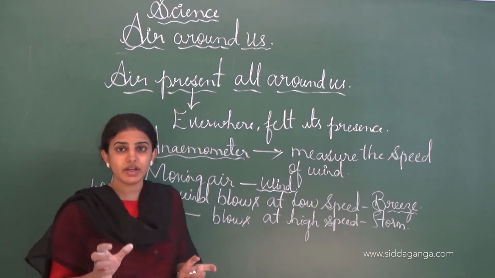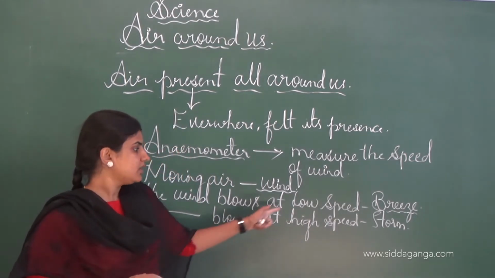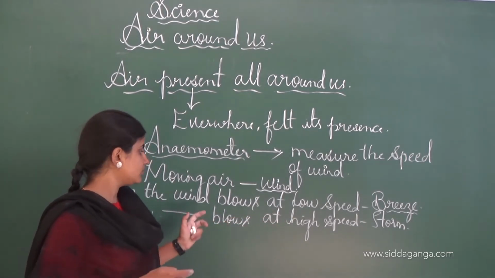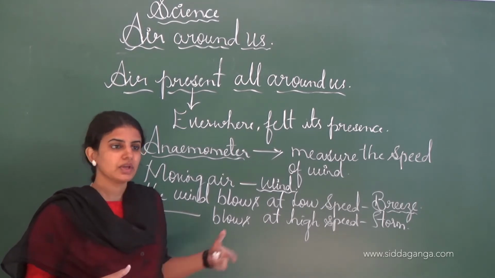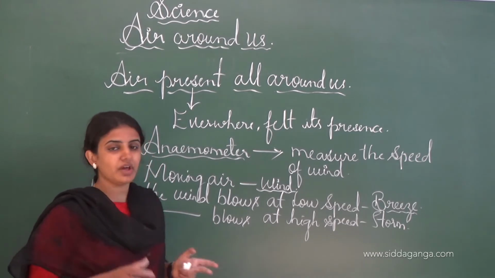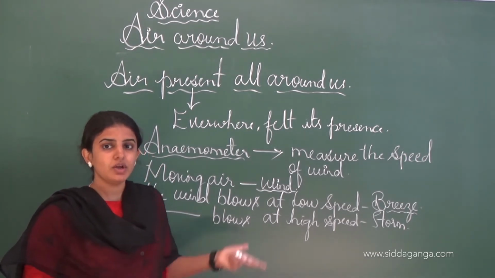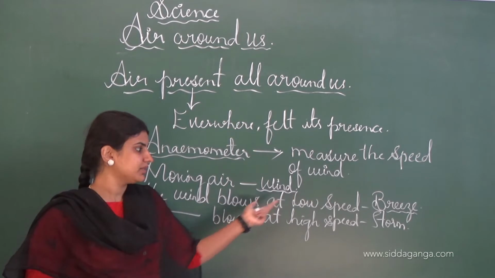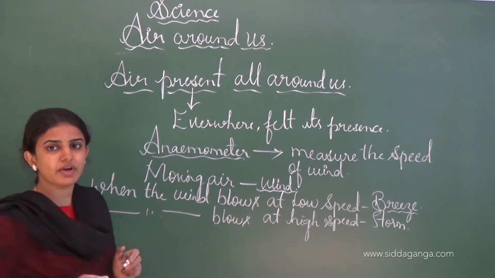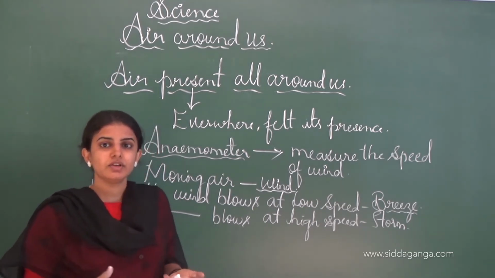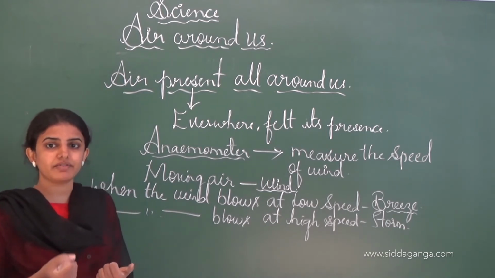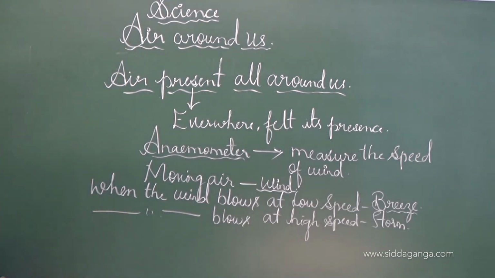Storm is a very high blowing of the wind, whereas the breeze is nothing but a low wind. The wind blowing at a low speed is called a breeze, whereas the wind blowing at a high speed is called a storm, and the moving air is called wind. Anemometer is the device which helps to measure the speed of the wind, and barometer helps to measure the pressure of the wind. And this is all about the terminologies.